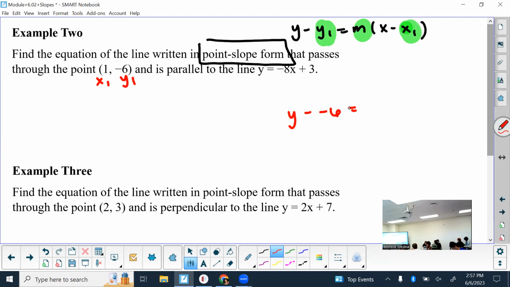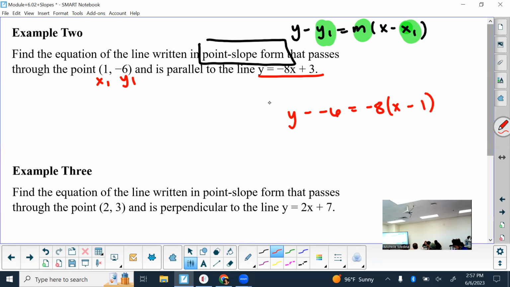We don't know the slope, or we should be able to figure out the slope. If we want it to be parallel to this line, then what should my slope be? Negative 8, because parallel lines have the same slope, so if it has to be parallel to that line, it should have the same slope as that line. And then the x1 we got from the point.